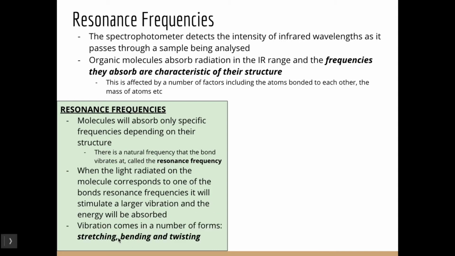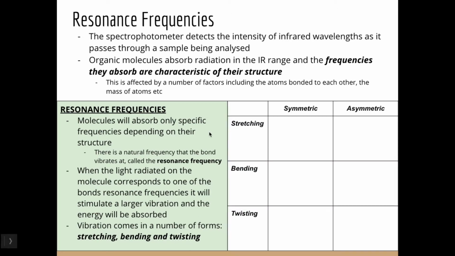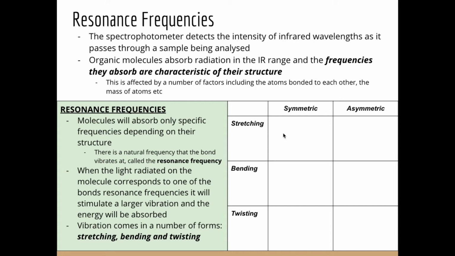There are a number of forms of vibration: stretching, bending, and twisting. We'll have a look at this quickly. It's not something we need to be particularly concerned with at this point, but it's fascinating nevertheless. So, the bonds in a molecule can vibrate in certain ways. Let's just have a look at these. So we can stretch the bond. This is exactly what it sounds like. The bond is stretching. Now it can either do this symmetrically or asymmetrically.